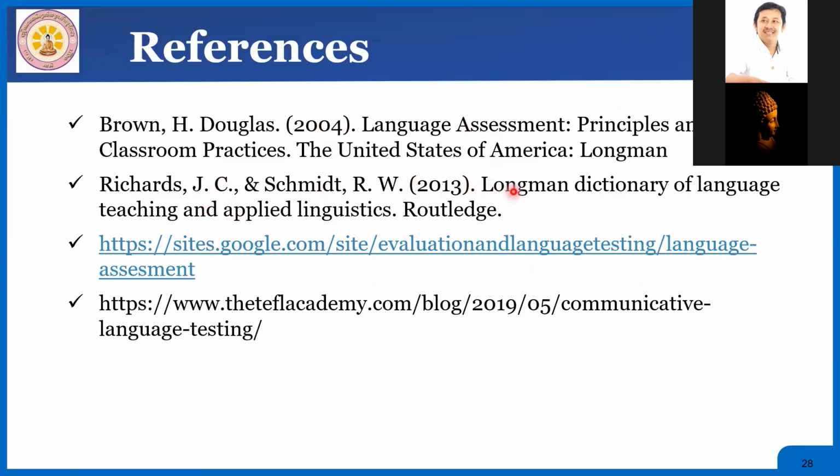Richard and Schmidt, Longman Dictionary of Language Teaching, we can look at that. Okay, that's all from my presentation. Okay, thank you for paying attention.